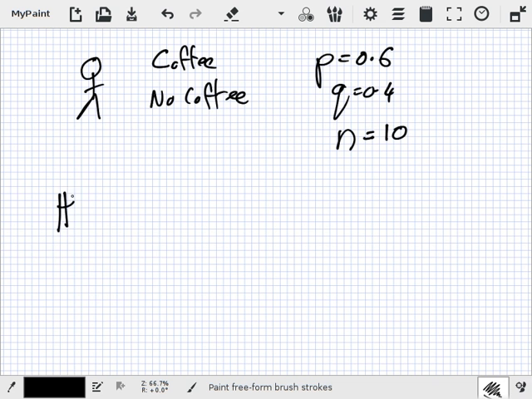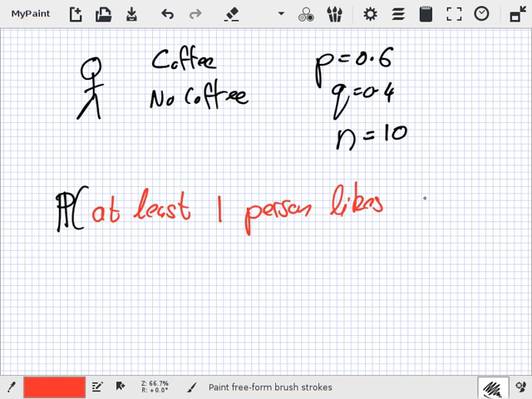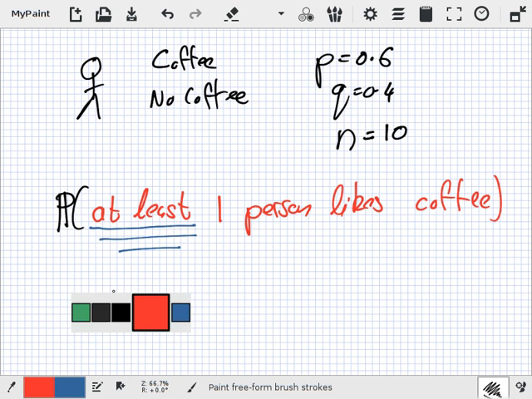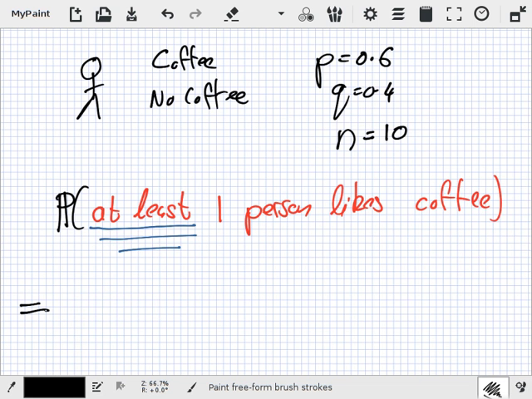I want the probability that at least one person likes coffee. And it's important, at least one person likes coffee. Now, have a think about that. What do we need to calculate?